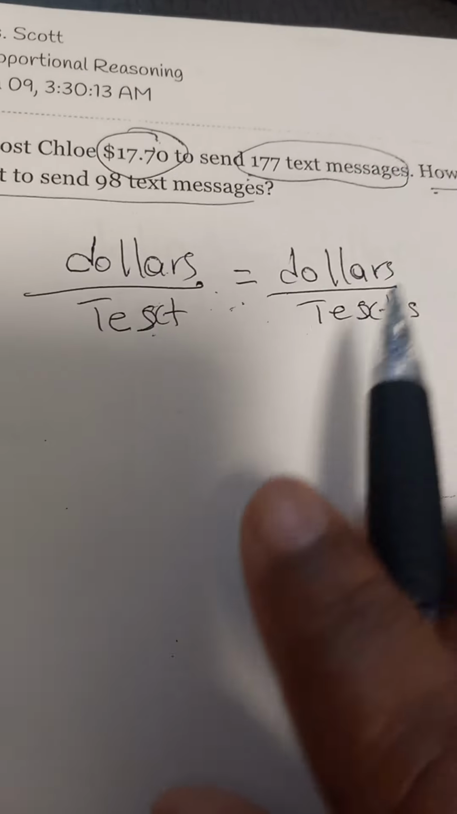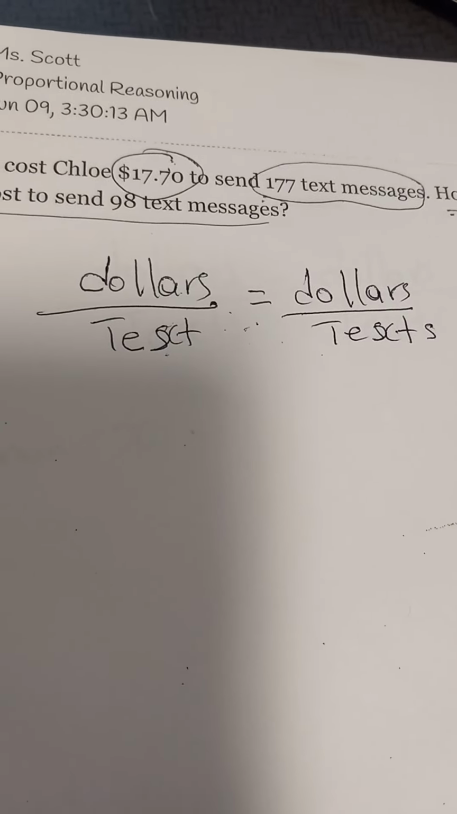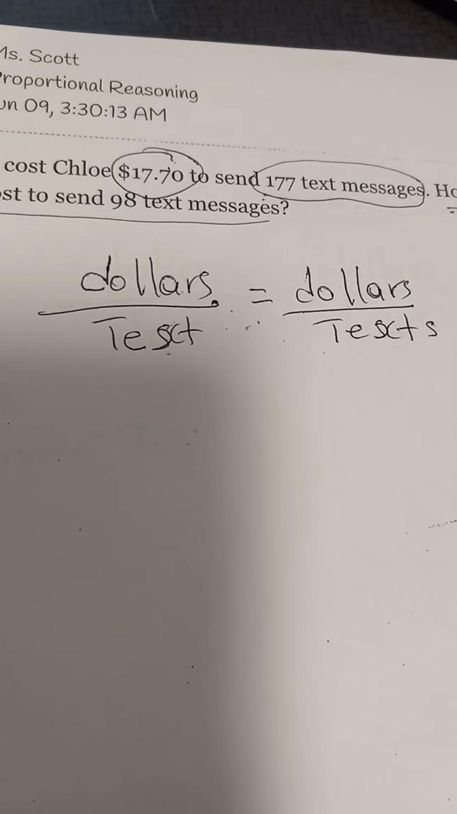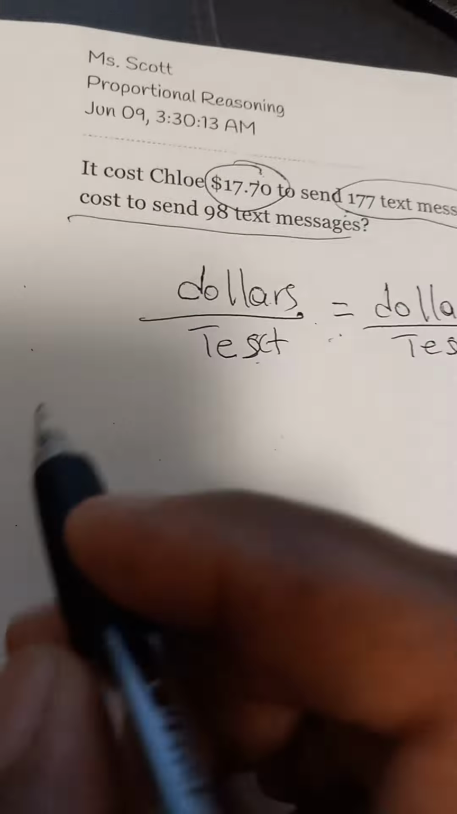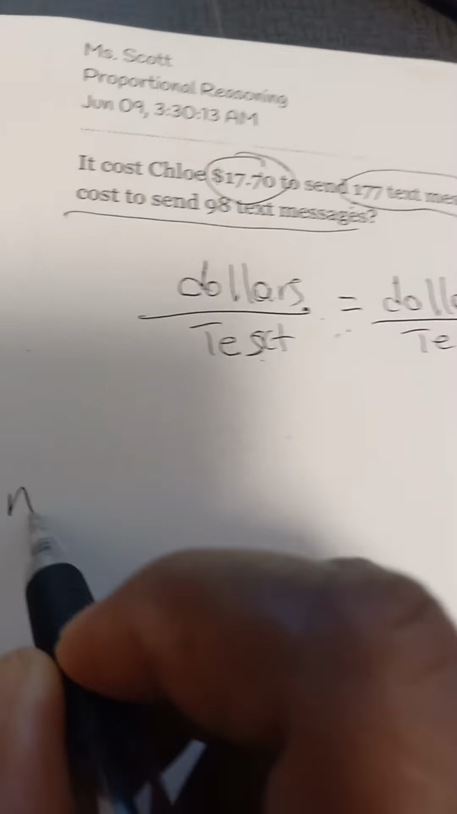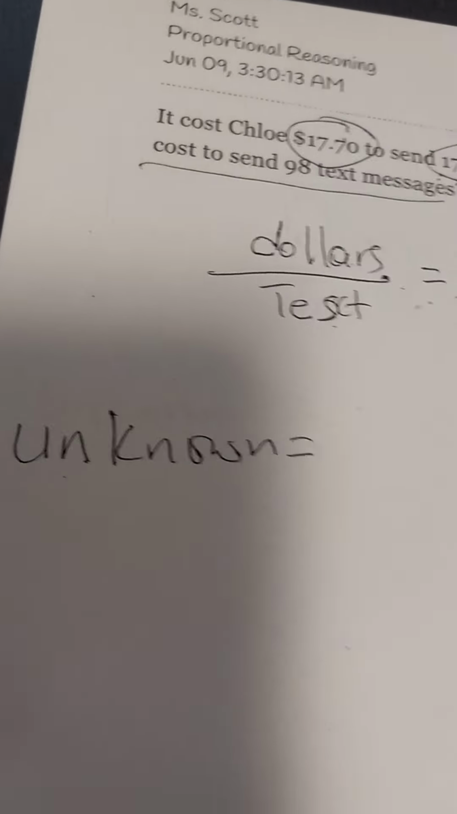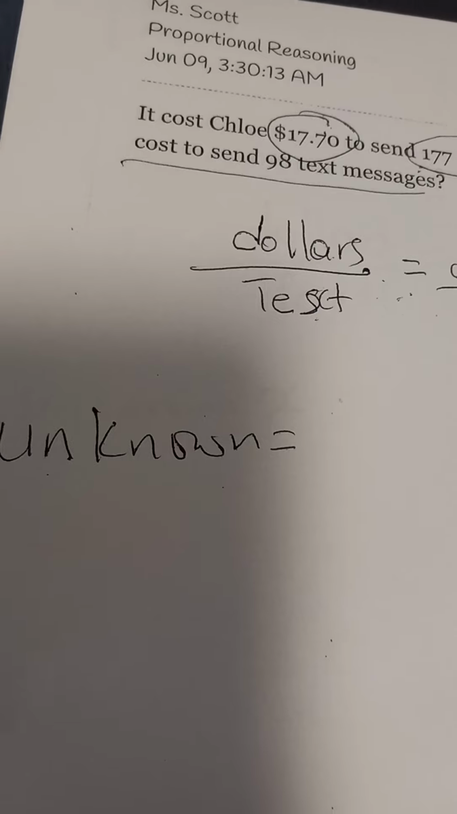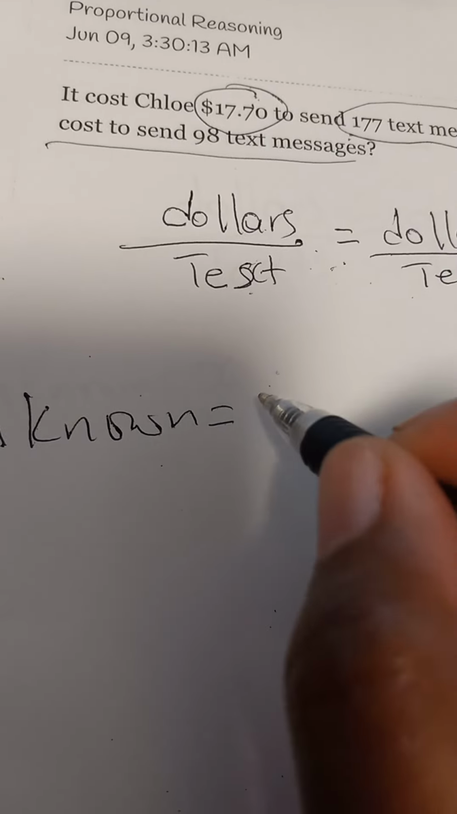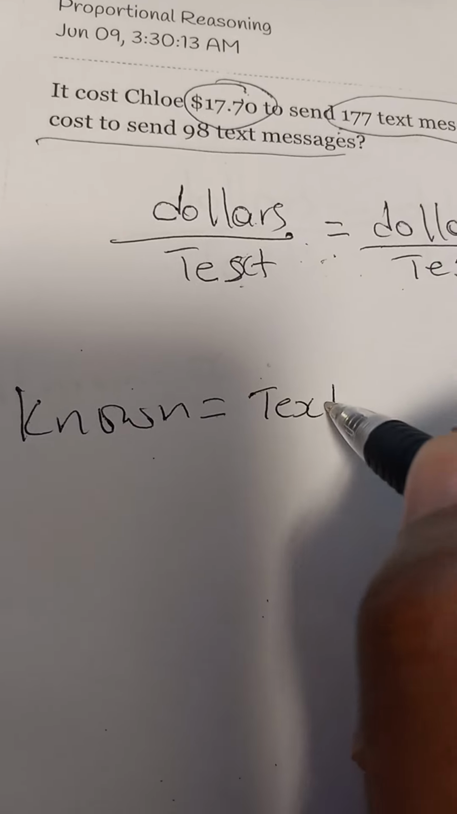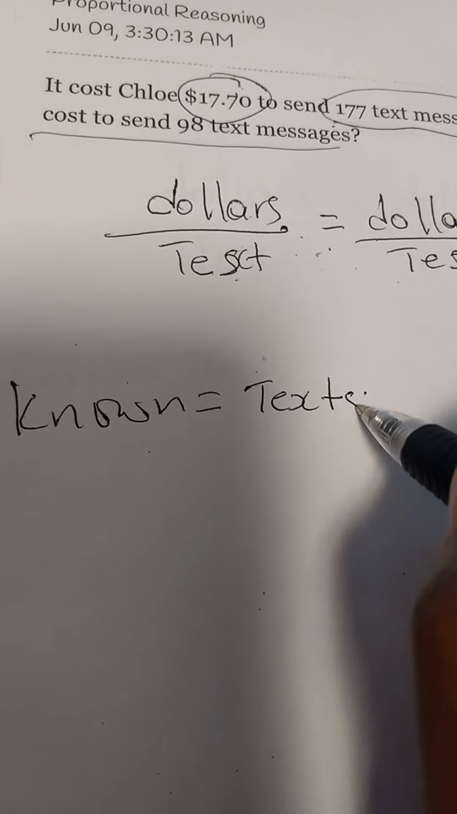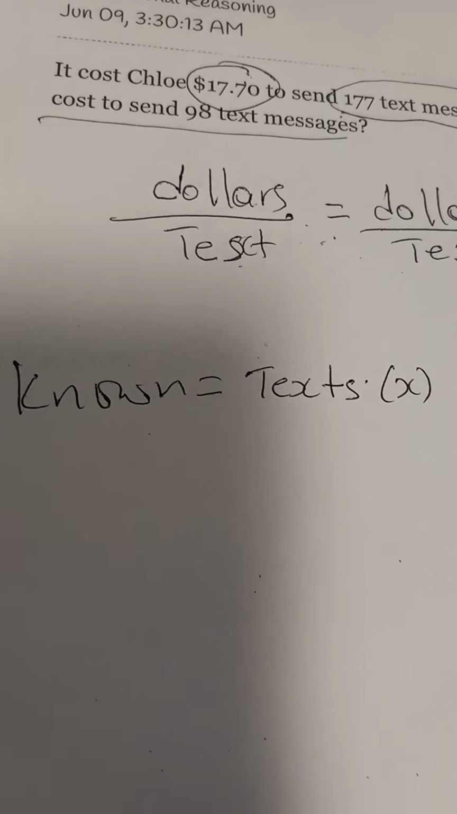So now we can fill this out. We do not know how much it costs for 98 texts, so we have our unknown, and we're going to use a variable for our unknown. We're going to use x. So our unknown is the texts, and we're going to use x.